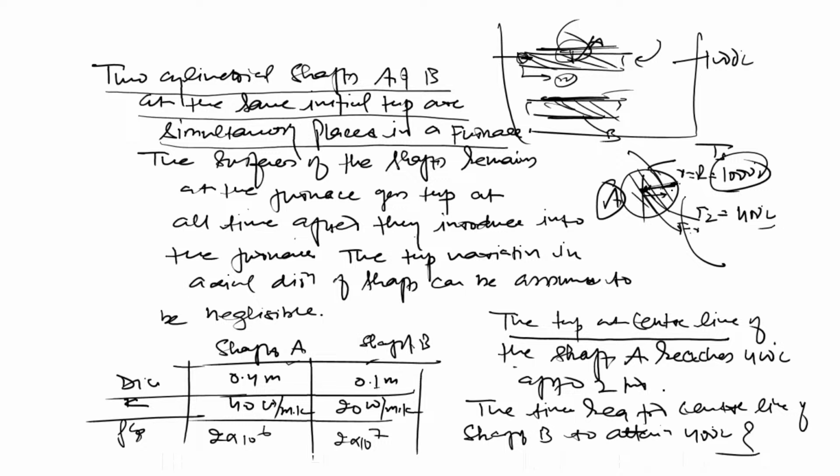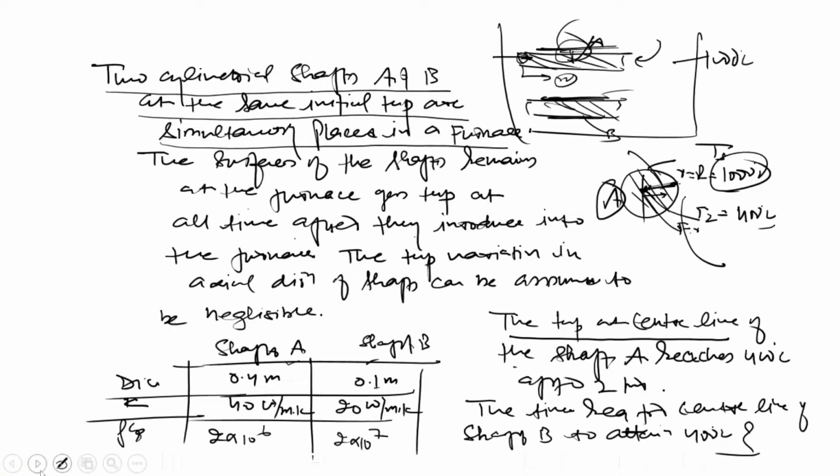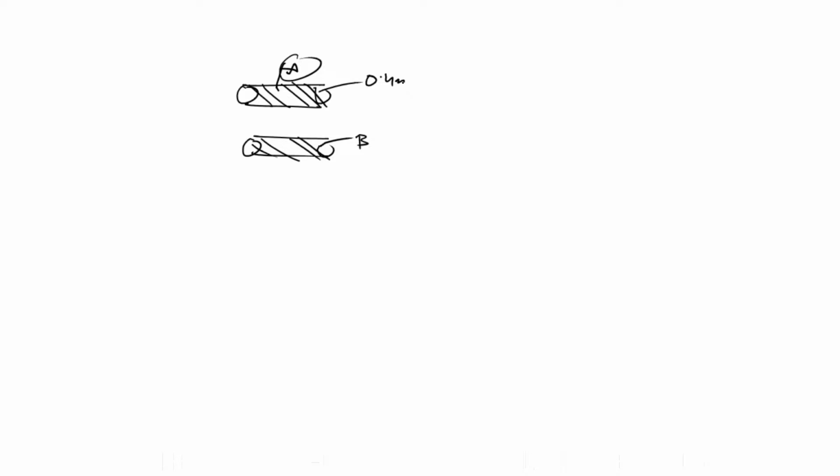How much time will it take to reach the temperature of 400 degrees Celsius? Both the rods were initially at the same temperature. Let's take a physical scenario. You have a rod: one rod is shaft A, and the other is shaft B. Their radii are different, one is 0.4 meter and the other is 0.1 meter. This one is thicker, and this one is thinner.